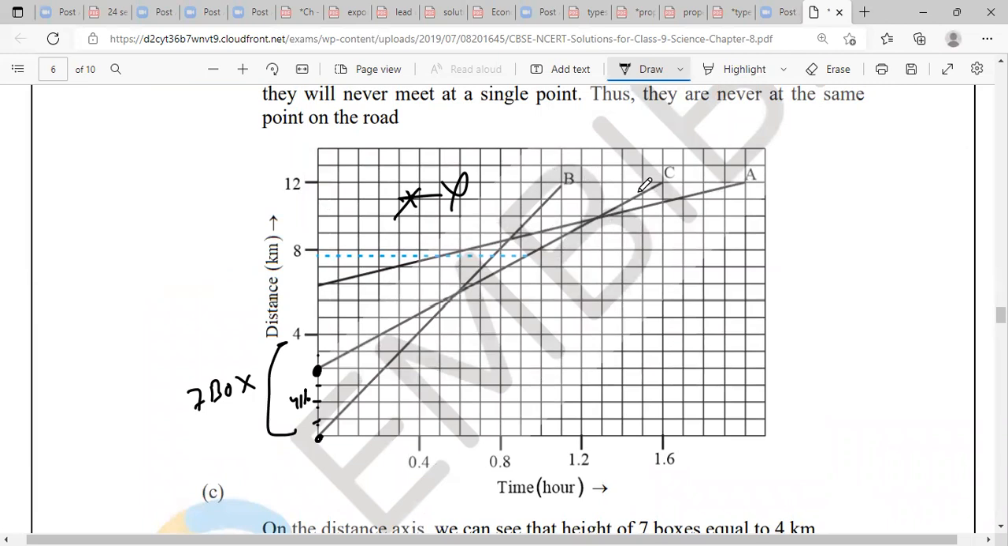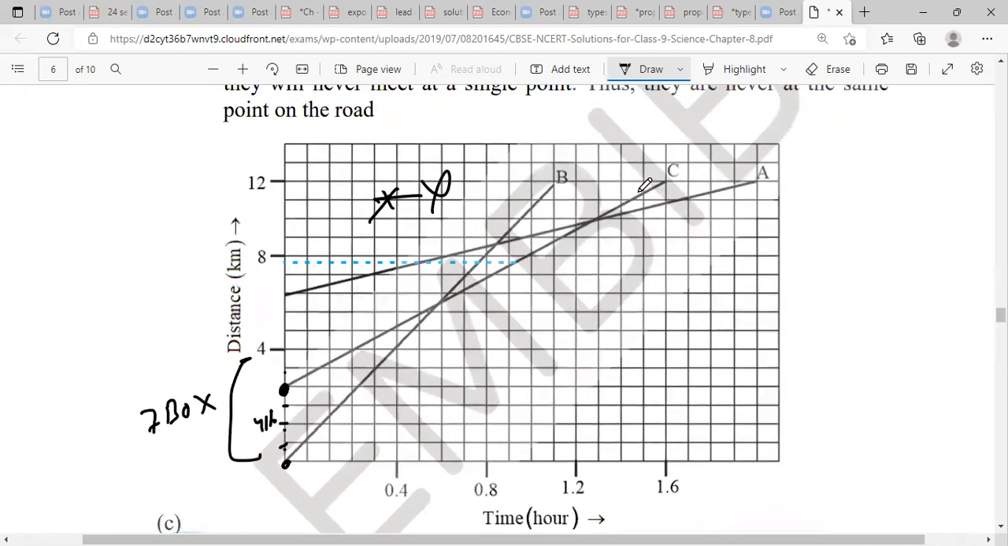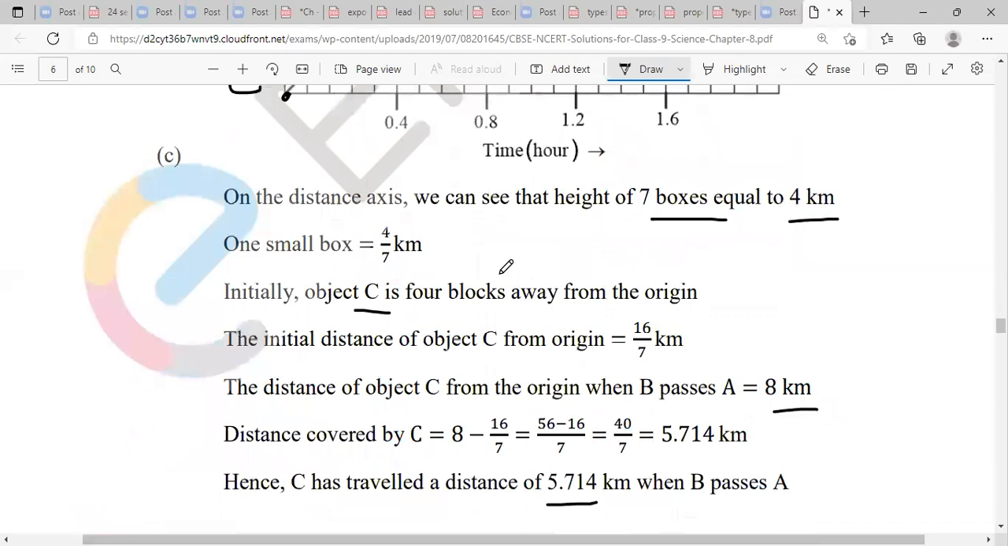Oh, yes. You can count it. Students, are you getting it or not? No? You can tell me. I'll just explain it again.